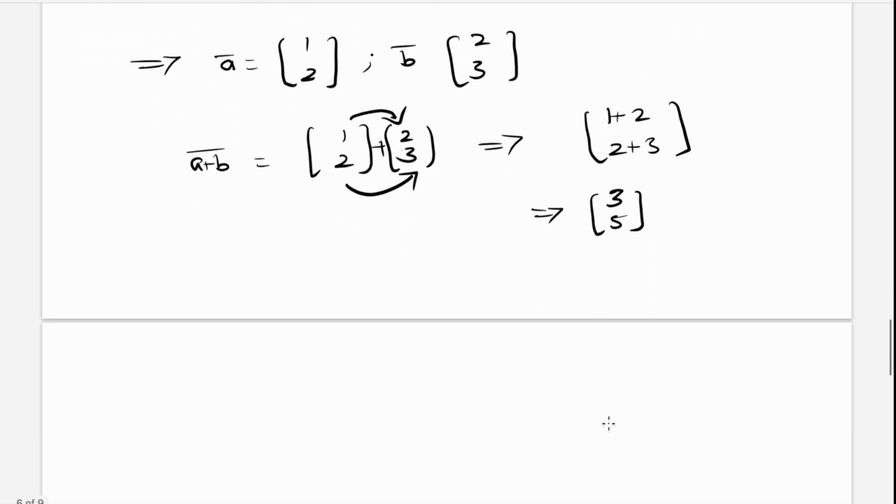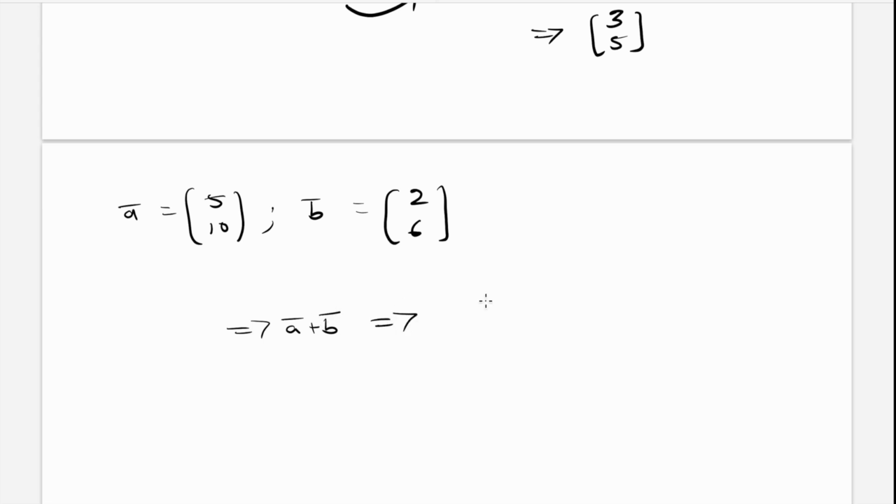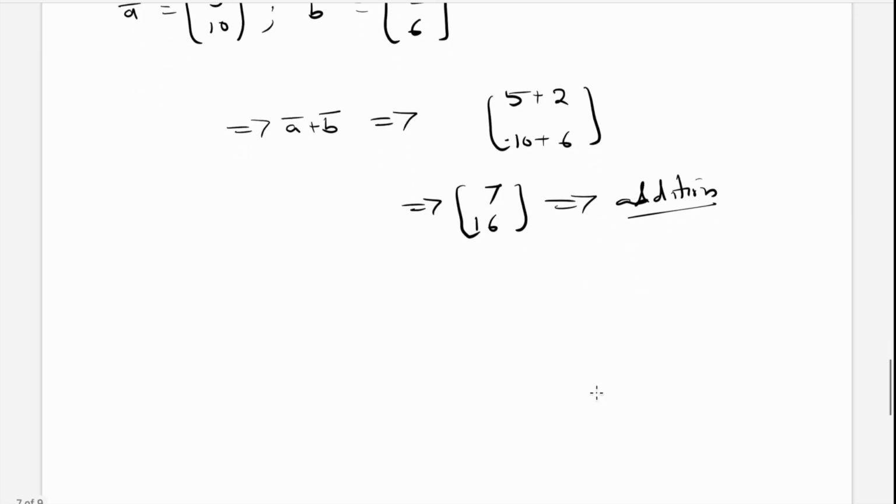I can explain with another example. If a is 5 and 10, and b is 2 and 6, just a dummy example, and we want a plus b, then it comes to 5 plus 2, and 10 plus 6. Then it is going to be 7 and 16. This is our addition of vectors.